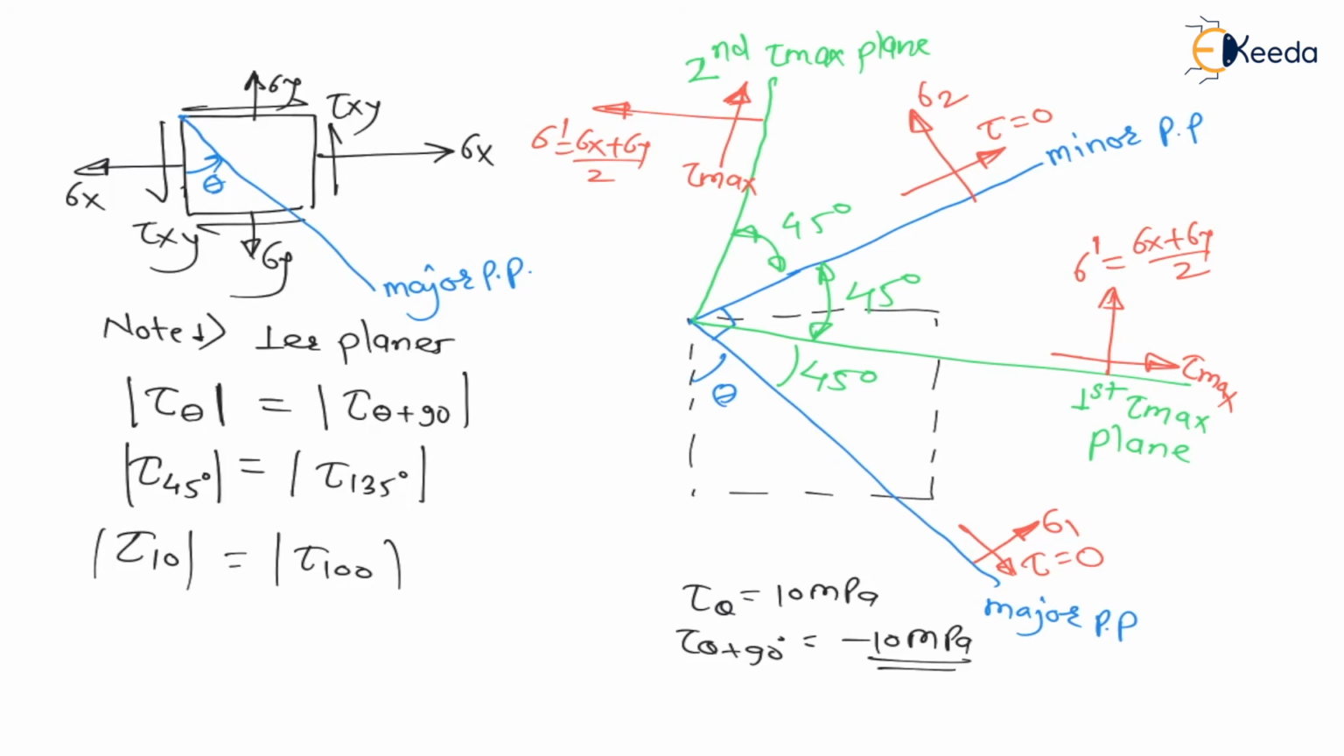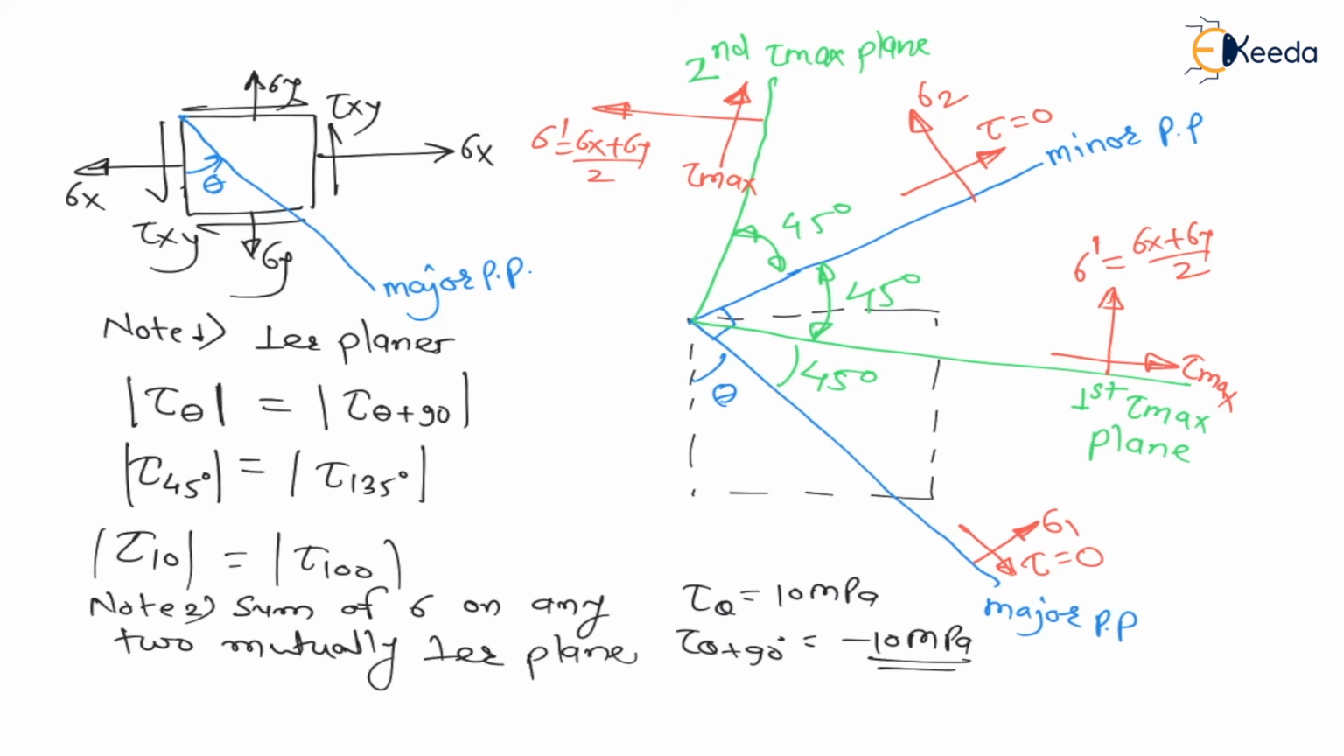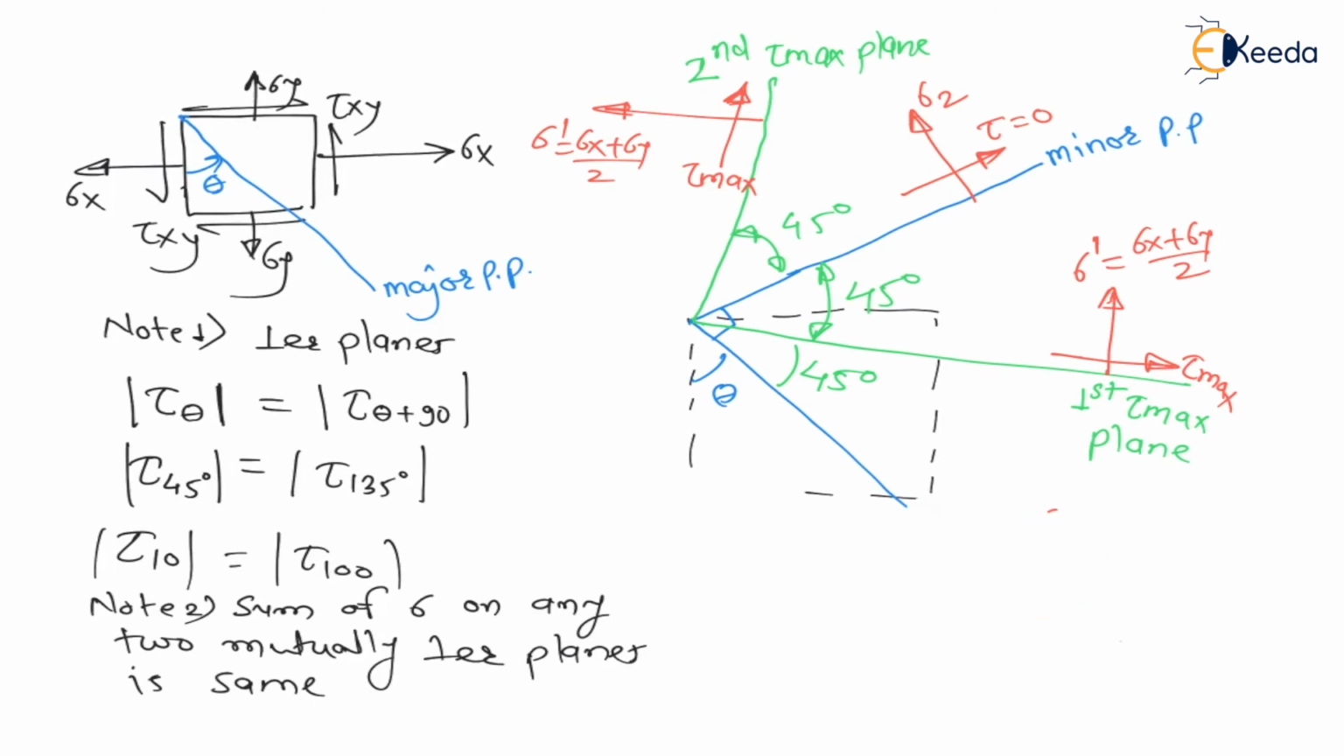And second note is also important. The sum of normal stresses on any two mutually perpendicular planes is same. This is also a very special and very important note. That means the meaning of this note is, the sum of normal stresses on any two mutually perpendicular planes is always same.